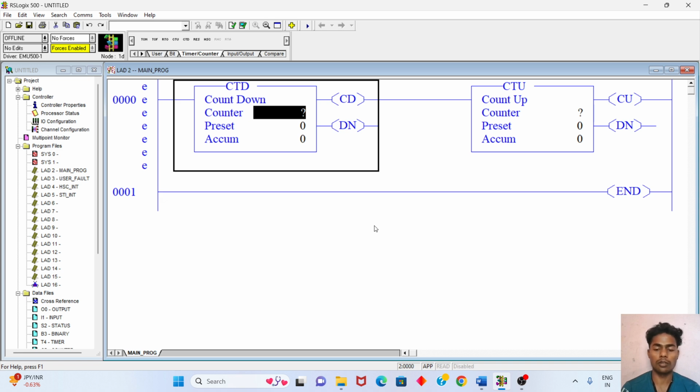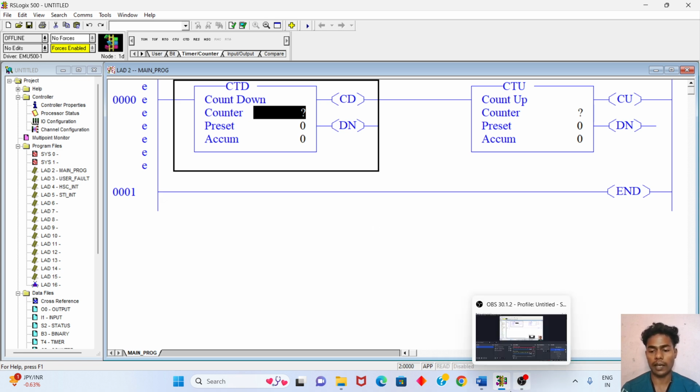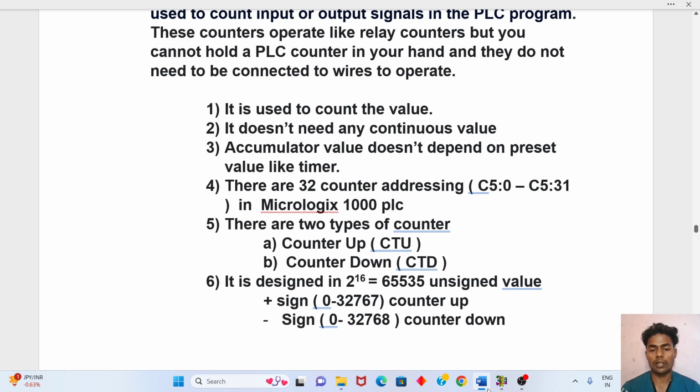So the next video is on how many types of counter there are in PLC, a full details video on counter up and counter down.